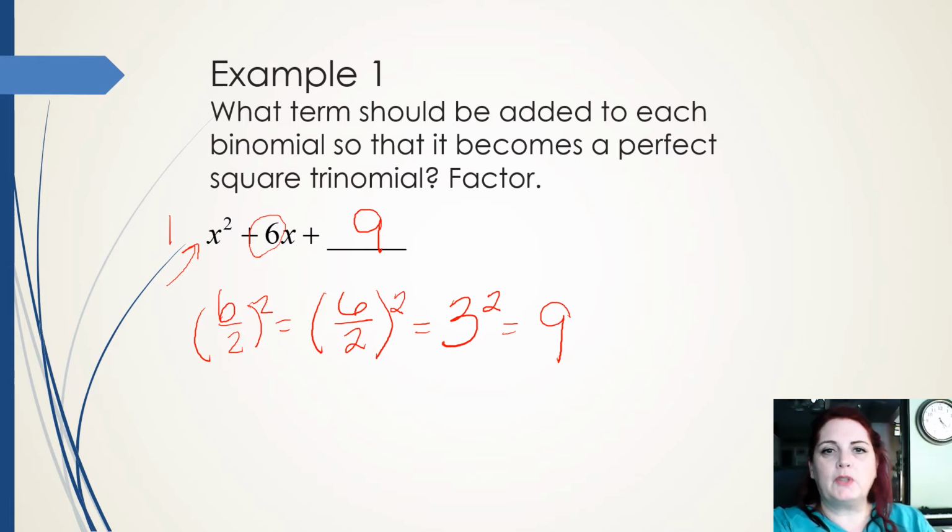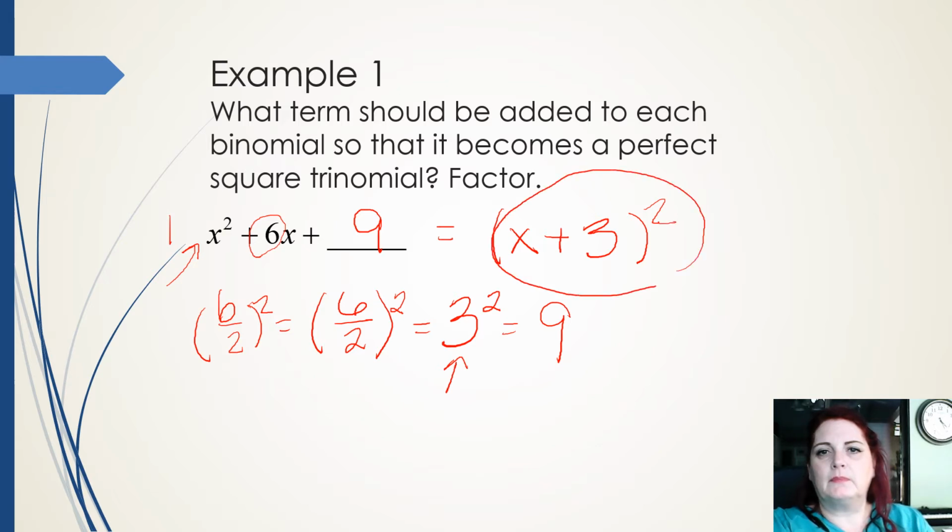Now we have a perfect square trinomial, which can be factored into x plus, and then it's going to be the b over 2, which is just that term before we squared it. So it's going to be x plus 3, and then we put a squared on that. So these are the two things that they're asking for. Let's try another one.